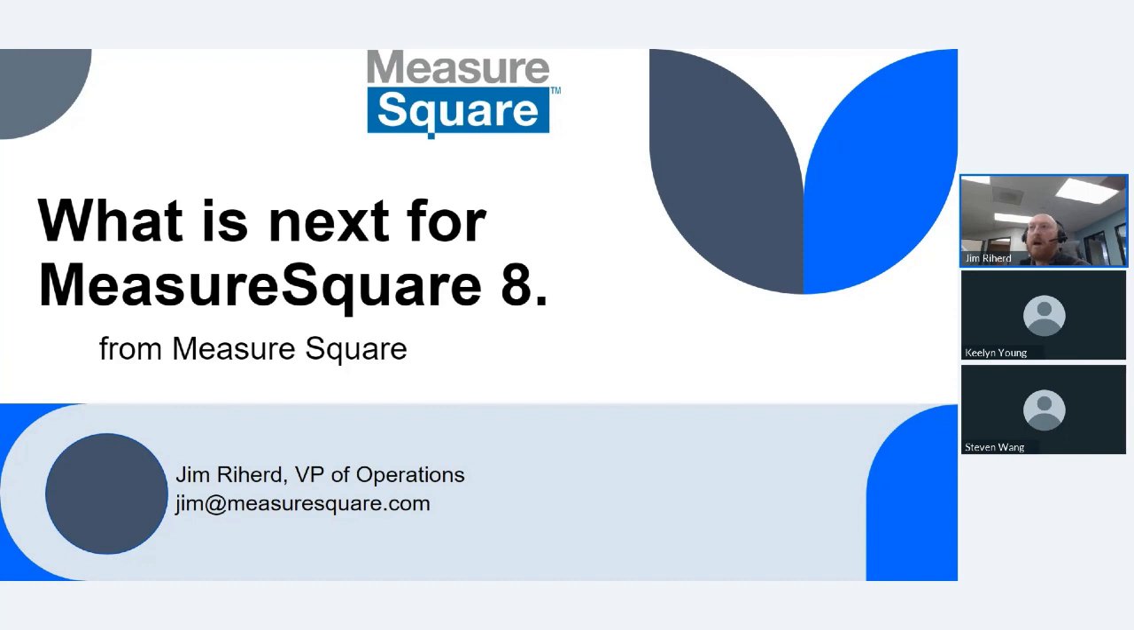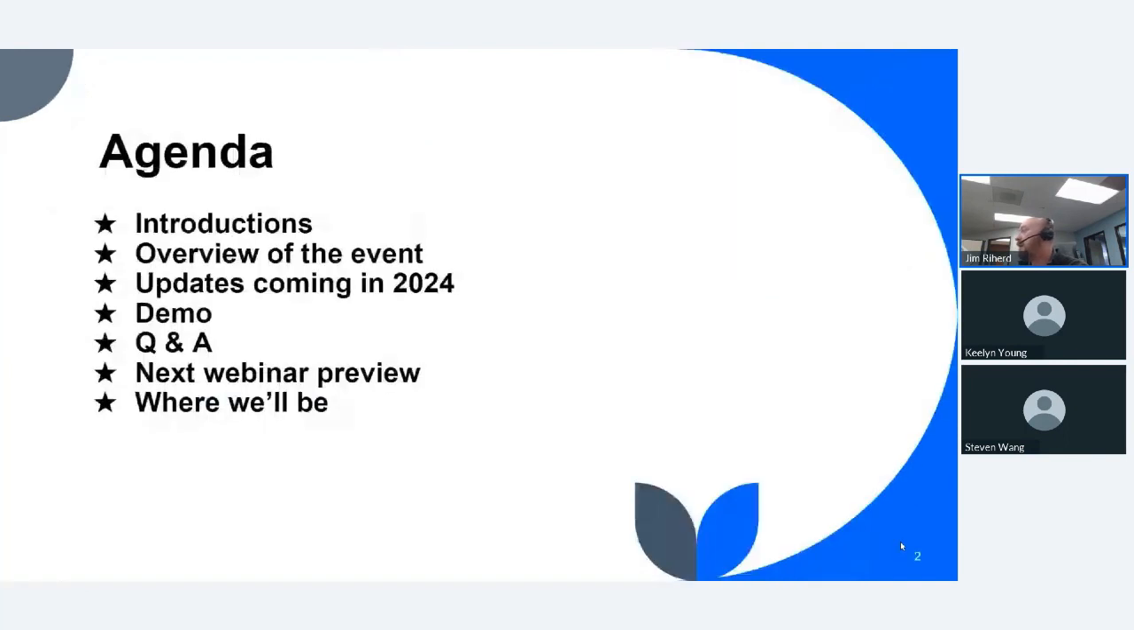Okay. All right. So as a quick overview of what we're going to cover today, make sure I can switch this. So again, my name is Jim Riherd. We'll be going over MeasureSquare 8. And this is essentially going to cover what we're going to be releasing in the next few months. And then we'll go through a demo. I'll go through the specifics of some of those updates, get your guys' feedback from the Q&A, and then any questions that may come up during the demo or after. So we'll be staying on a bit after the presentation to try to answer as many questions as we can.